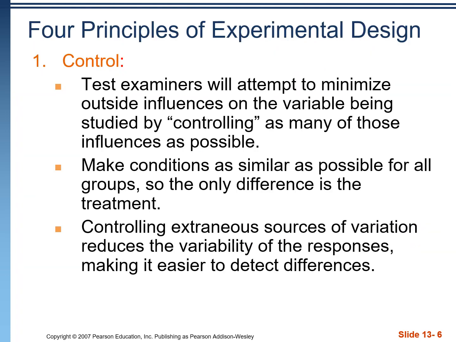Now that we've covered the terminology, let's go through the 4 principles of experimental design. Now, the first is control. And what we're talking about when we're talking about control within an experiment is minimizing any external sources of variation or any external influences that might affect our experiment.